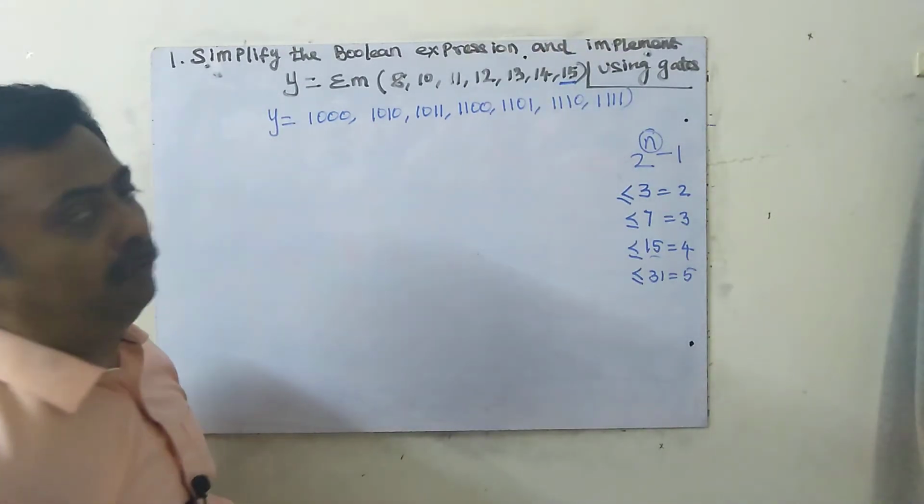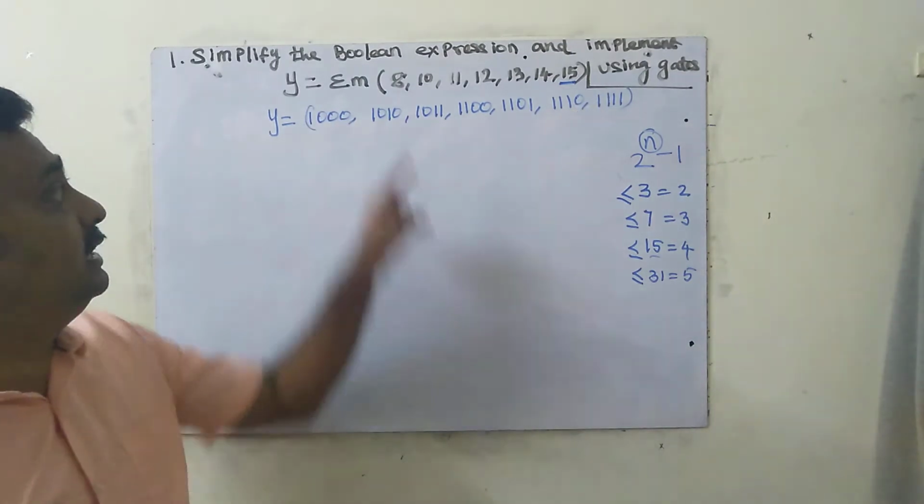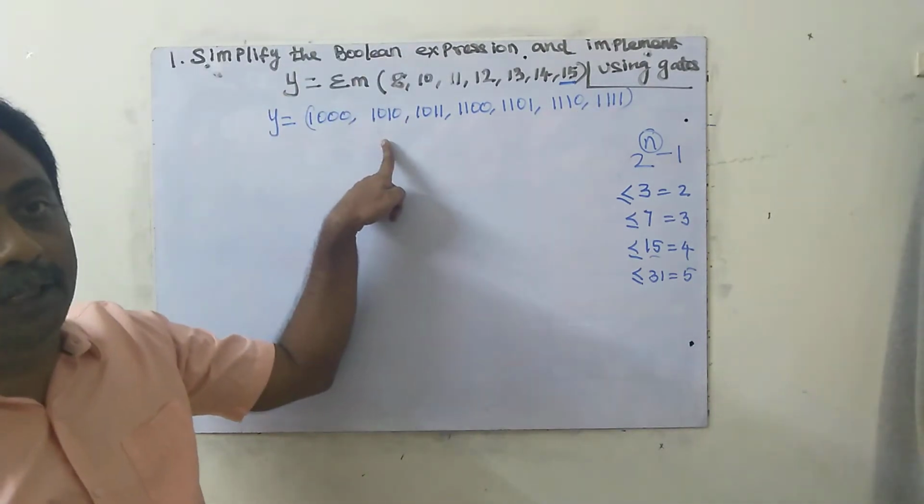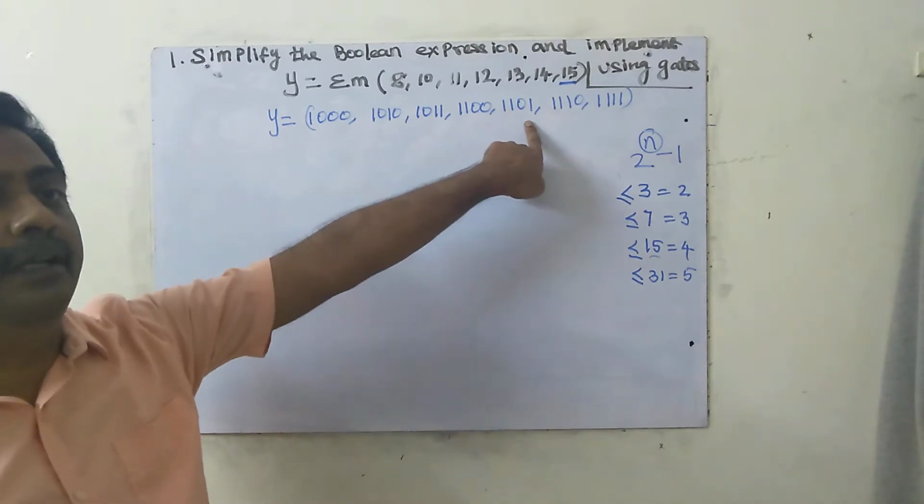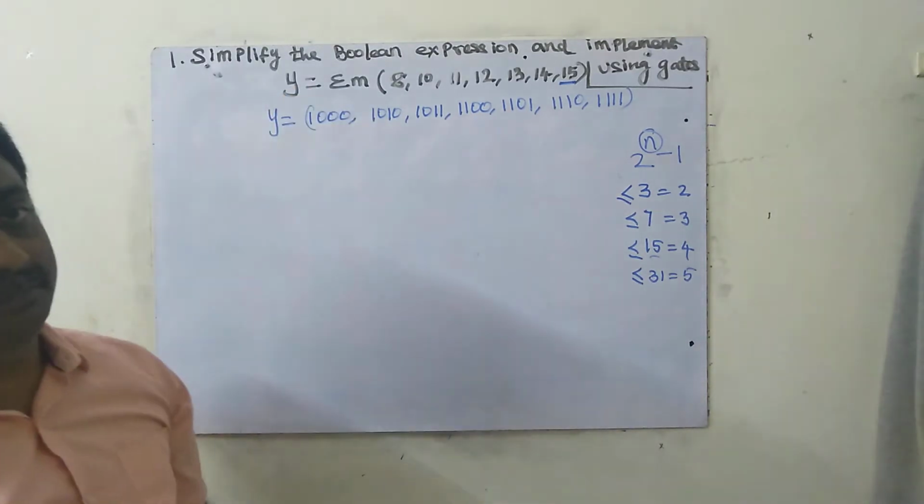So it's 4 variables, and 4 input variables are sufficient. In this location, this is the decimal number and its equivalent binary number. In this location, what do I need? I need 1. Why am I telling 1? Because it is given as min term.